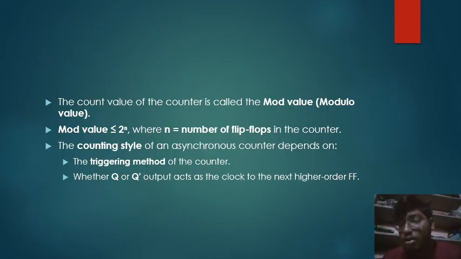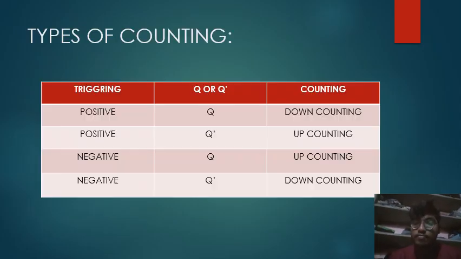That means to decide the asynchronous counter as an up counter or down counter, we have to consider two things. First, what is the type of triggering given to the counter, and second, what type of output, whether a complemented output or uncomplemented output, is connected to the clock. Let us discuss the types of counting based on the triggering and output given.